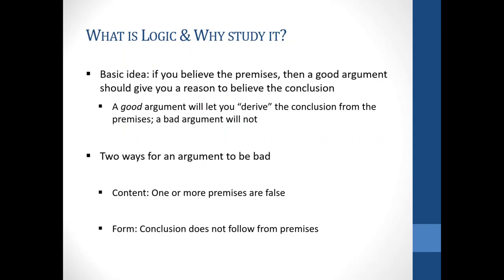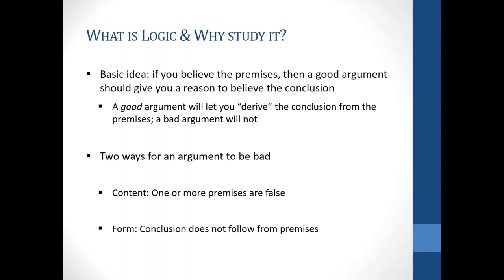But what about a bad argument? Well, a bad argument could go bad in at least 2 different ways. One way we'll call the way of content. This is when an argument's bad because one or more of the premises aren't true. We don't accept them. We don't believe them. The second way we'll call the way of form. This is where it's not necessarily about the truth of the premises, but that they don't really give us a reason to buy the conclusion. So let's unpack these 2.